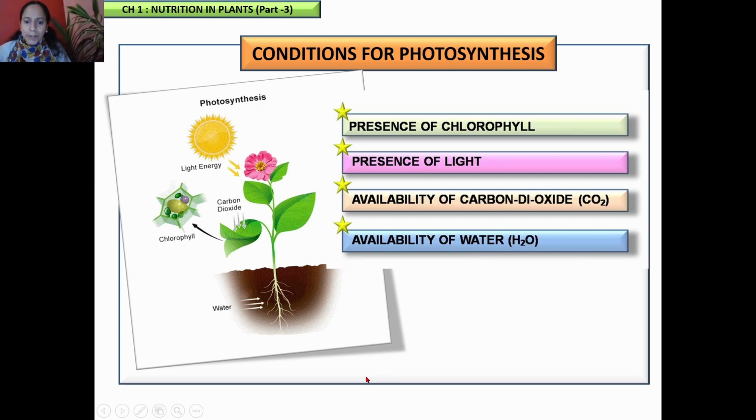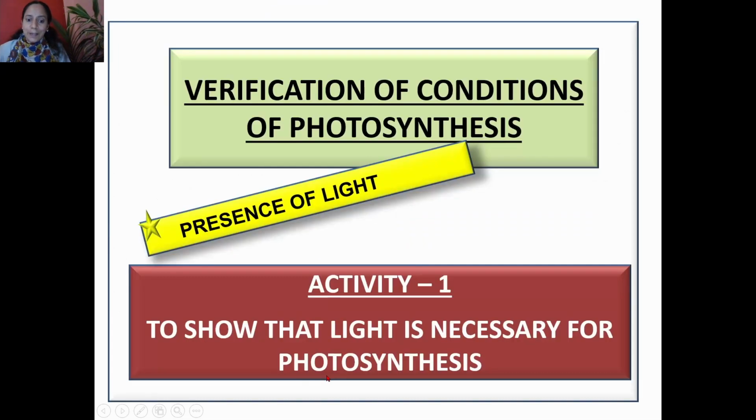So let's proceed further. As I told you earlier, we are not only going to learn about the conditions for photosynthesis, we will also go ahead with the verification of these conditions. We will not just say that it's written that presence of chlorophyll is a must. We will also explore whether it is required or not. For that, I'm taking you a little further into the experimental zone, where we are going to verify the conditions which are necessary for photosynthesis.